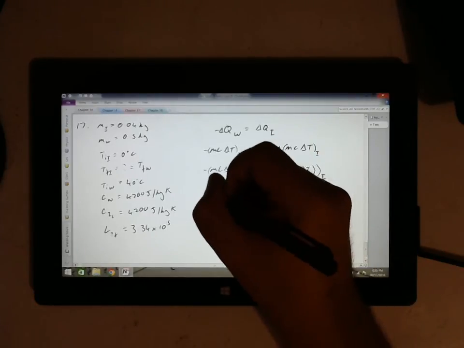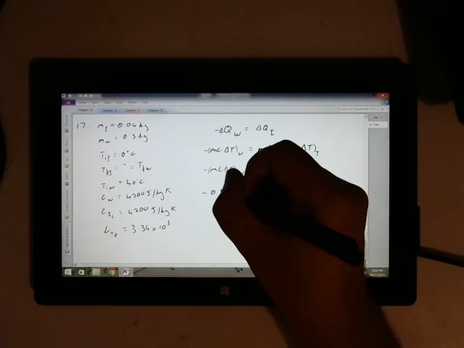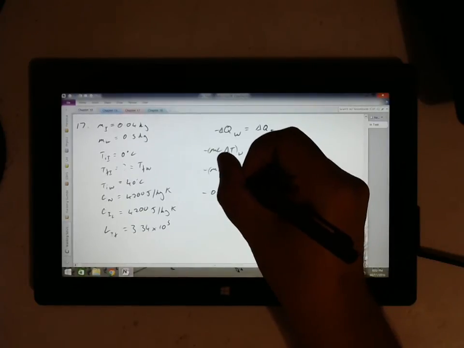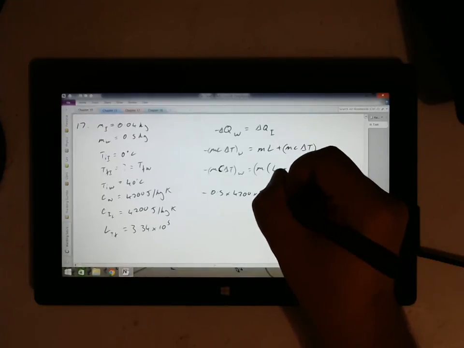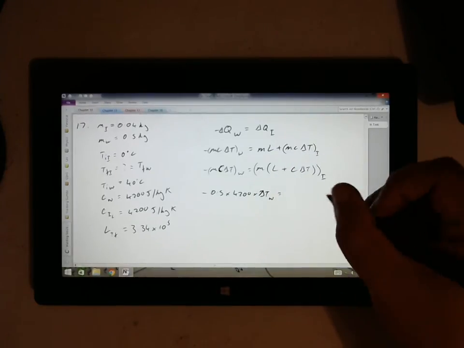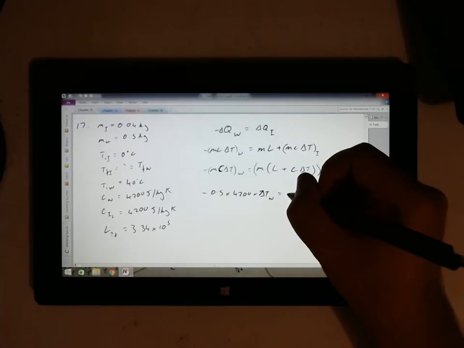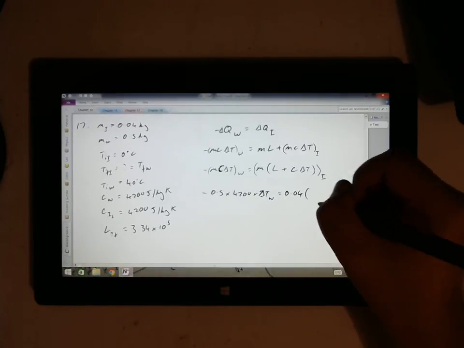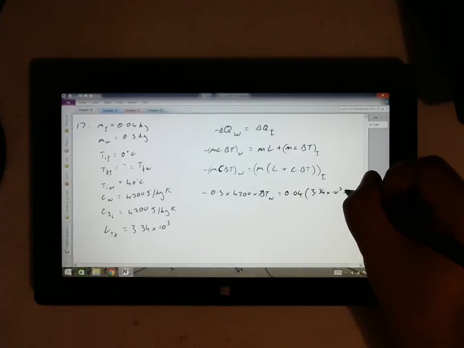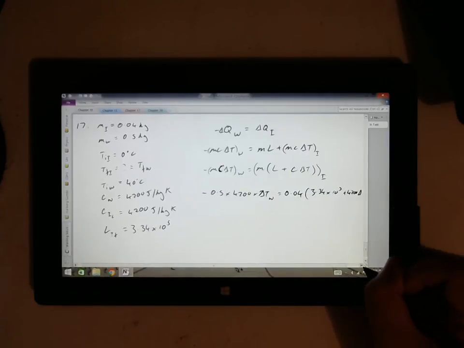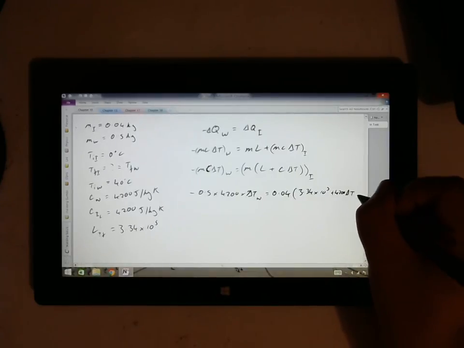So the mass of the water was negative 0.5 times the specific heat capacity of water times delta T of water equals the mass of the ice, which was 0.04, times the latent heat, which was 3.34 times 10 to the 5, plus 4200 times delta T of the ice itself.